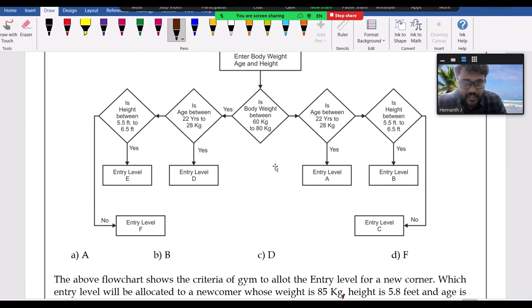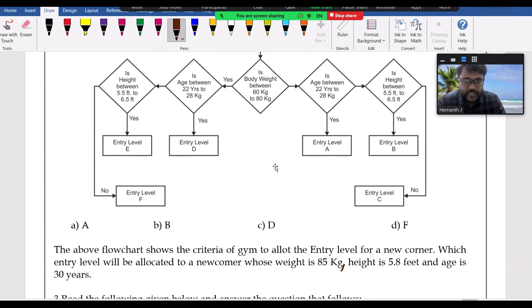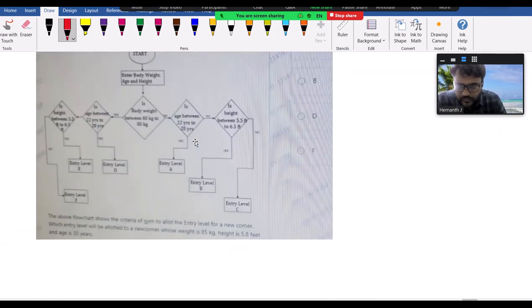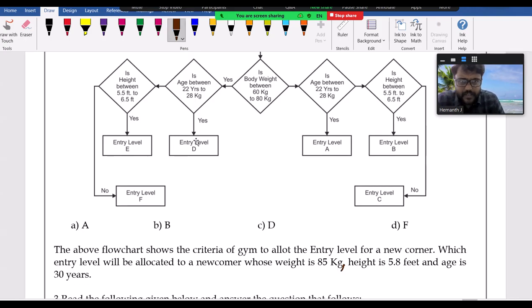So first condition regarding body weight. Okay, age also. Fine. Again, there is a typo it seems, so I'll open the original diagram. Yeah, his body weight between 60 and 80. Yes means left side, no means right side. Again here no means right side. Yes, fine, this is the correct one. So his body weight between 60 and 80? No. So we'll enter into this area.